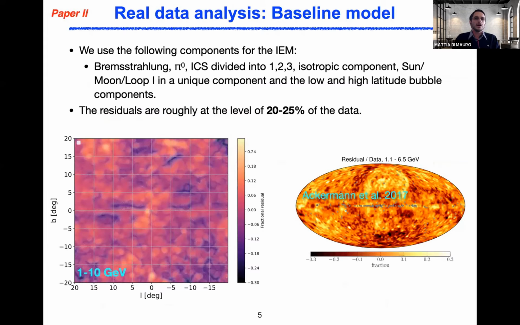Then we analyze the data in paper 2 using Bremsstrahlung, Pi0, and inverse Compton components, an isotropic template, and the Fermi bubbles divided into a low and a high latitude template, in a region that is 40 by 40 degrees squared, centered on the galactic center. Analyzing the data, we find residuals of the order of 20–25%, which is similar to what has been done in the past.